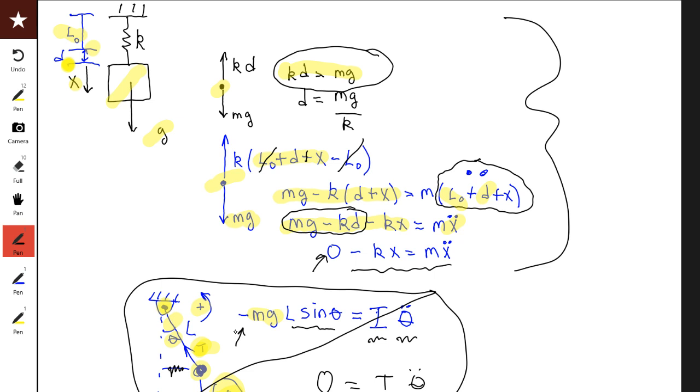So the conclusion is include gravity when it causes the oscillation. You can exclude gravity and measure from static equilibrium when it doesn't.